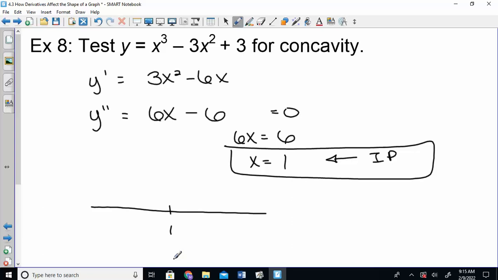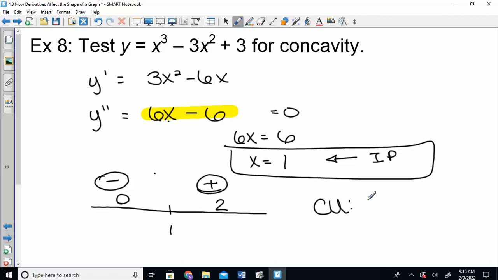So yesterday, if we were figuring out increasing or decreasing, we did a sign line. And we plugged our points into the first derivative. Concavity is based off the second derivative. So I am going to have to plug my points into the second derivative here and see if it's positive or negative. So a point smaller than 1 and bigger than 1. So if I put in a 0, we get 0 minus 6, which is negative. If we put in a 2, we get 12 minus 6, which is positive.